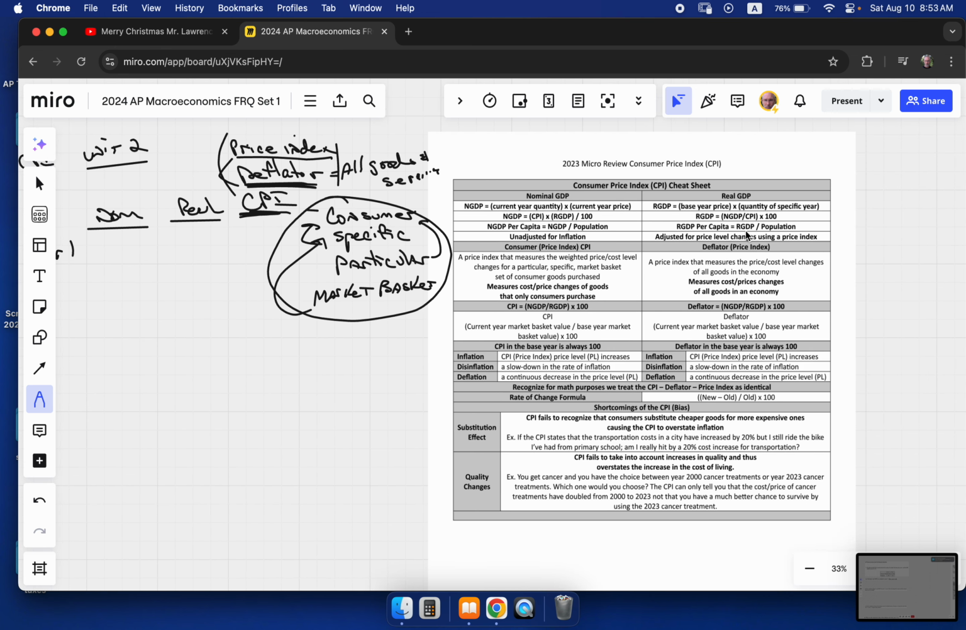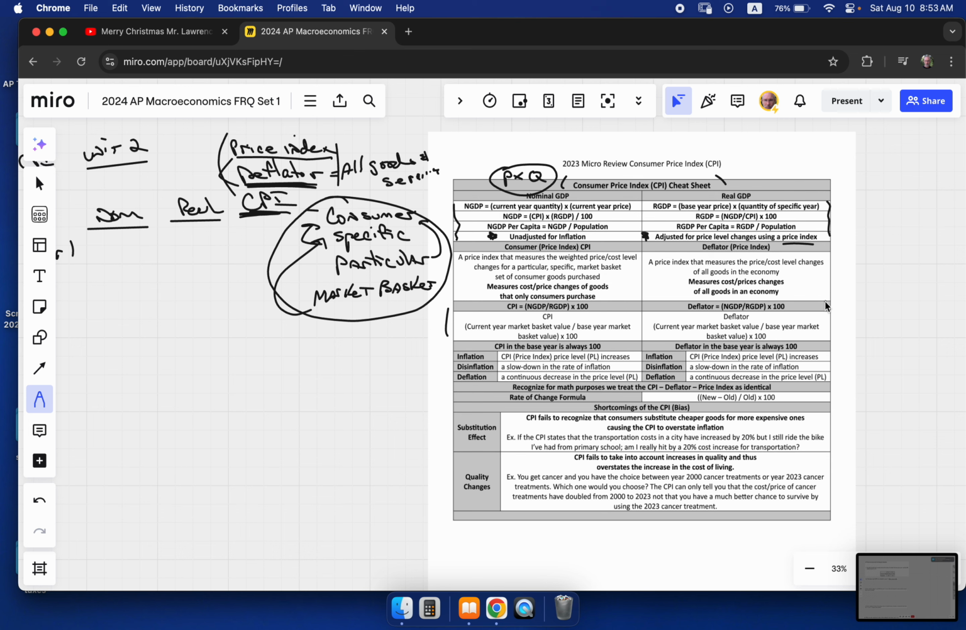If we were looking at a cheat sheet for our CPI, there are formulas you need to know to find nominal GDP, and formulas you need to know to find the real GDP. You need to know that real is adjusted for price level changes using a price index. Obviously, the nominal is unadjusted. It is just price times quantity. That's all your nominal GDP is.